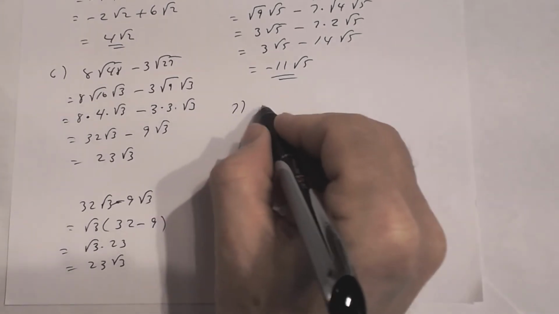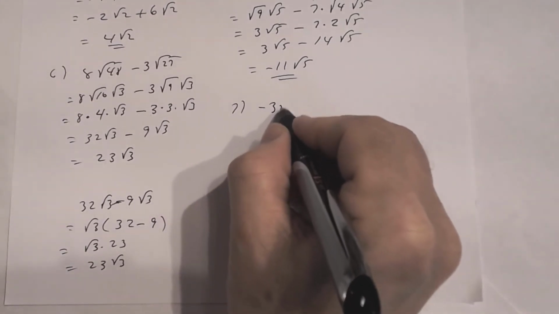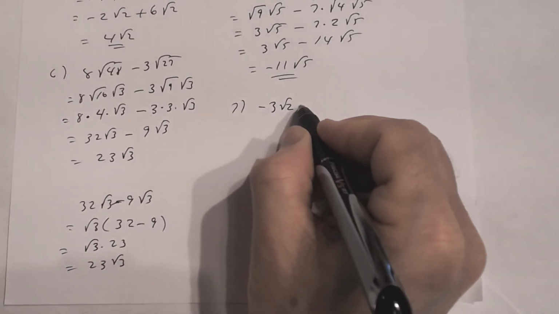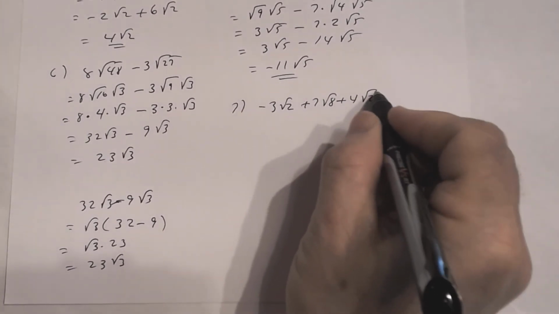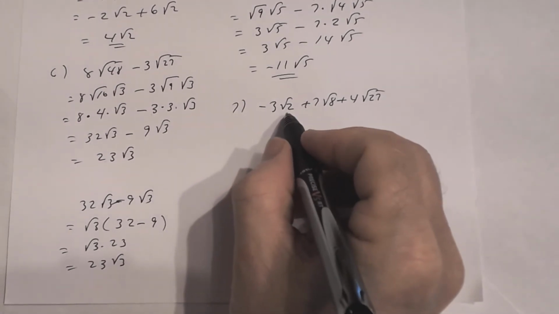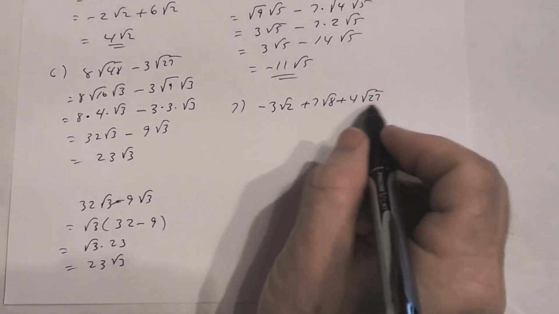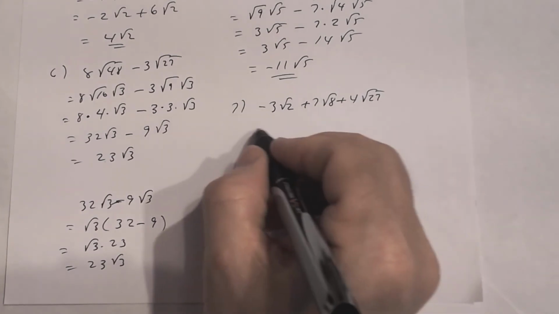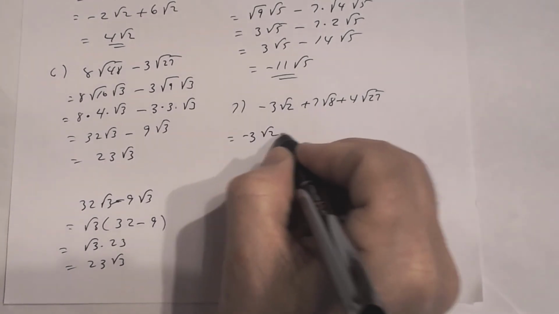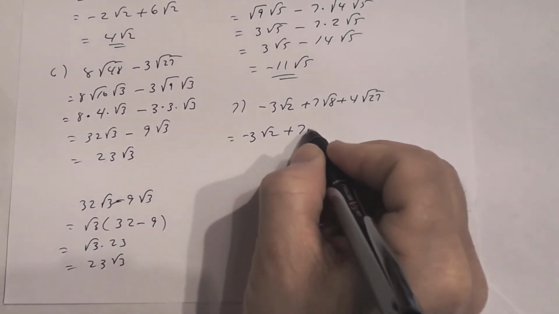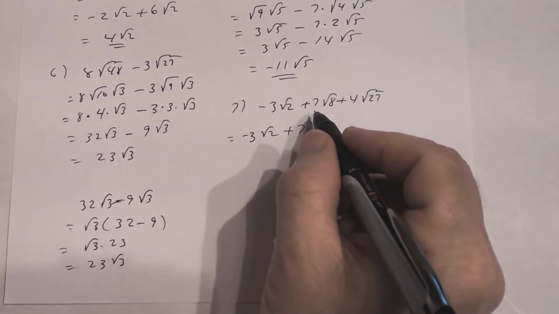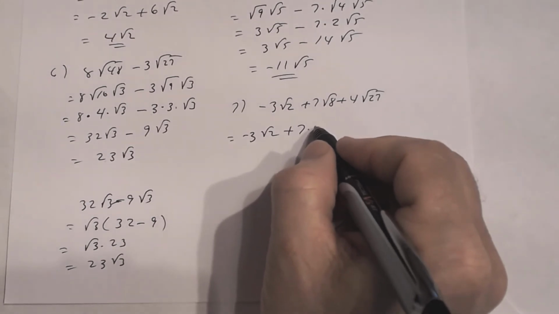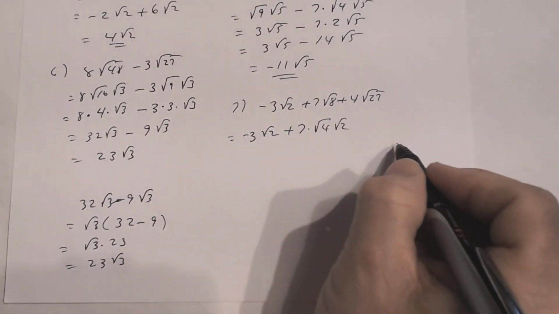And then finally, number 7. So number 7, we have negative 3 square root of 2 plus 7 square root of 8 plus 4 square root of 27. All right, so I cannot simplify the square root of 2, but I can simplify the other square roots. So I'm going to get negative 3 square root of 2 plus 7 times, all right, now let's talk about the square root of 8. What's the largest perfect square that goes into 8? That's going to be 4. So using the product rule, you're going to say the square root of 4 times the square root of 2.